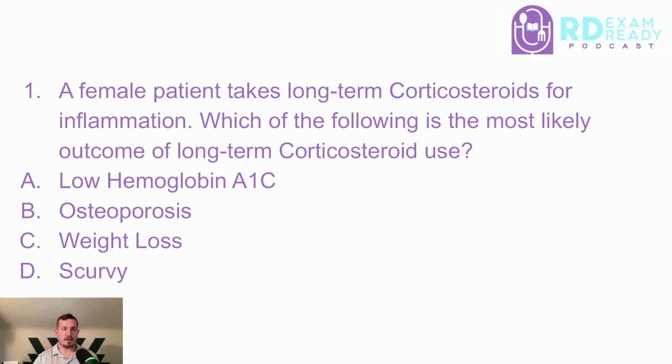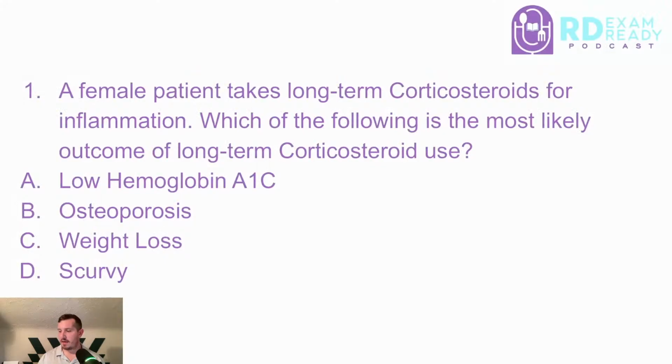Okay, perfect. So for number 1, a female patient takes long-term corticosteroids for inflammation. Which of the following is the most likely outcome of long-term corticosteroid use? Now, you know I'm all big on this if you've listened to my podcast before. What I like to give you is the best strategy I know about getting the most questions right in the exam. And my favorite is process of elimination. Process of elimination is not my strategy. It's just a very common multiple choice strategy. So I love it. It's going to put you at the best odds of getting questions right. And I've had lots of students use it to really get over that hump of that last point or the last 3 points that we use here.